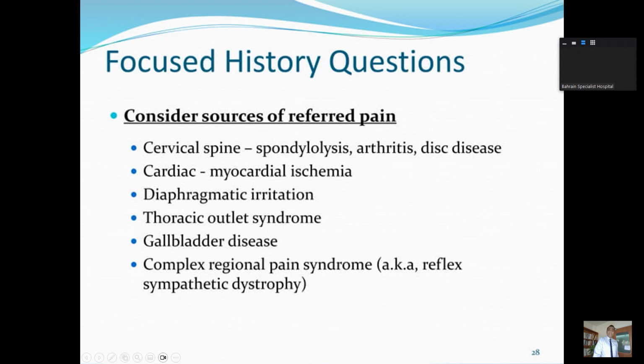In the history, we need to differentiate shoulder pain from pain arising from the cervical spine. All of these can result in referred pain to the shoulder. Cervical spine causes such as spondylosis, arthritis and disc disease, cardiac causes, and diaphragmatic irritation can also cause shoulder pain, as can complex regional pain syndrome.